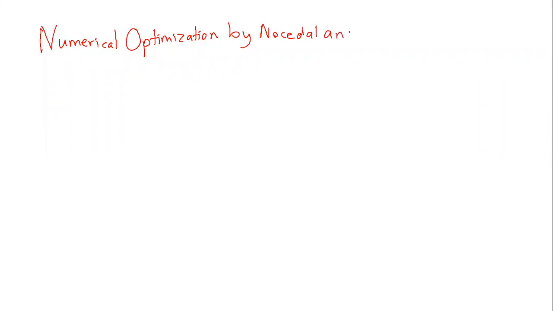We are going through a book called Numerical Optimization by Nocedal and Wright. So let me write that out. We're going to do just chapter 1 today, which is the intro to optimization, but it gives a good high-level overview of what's going to come.